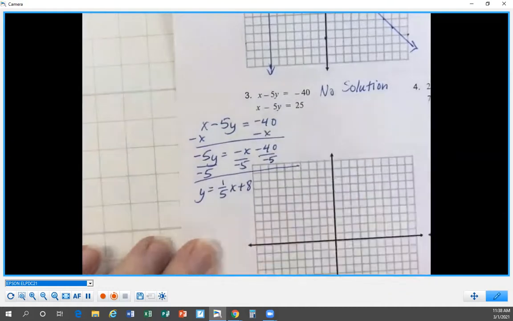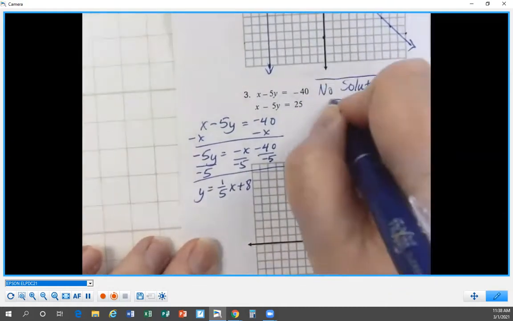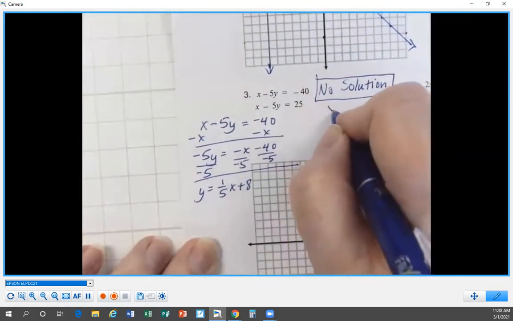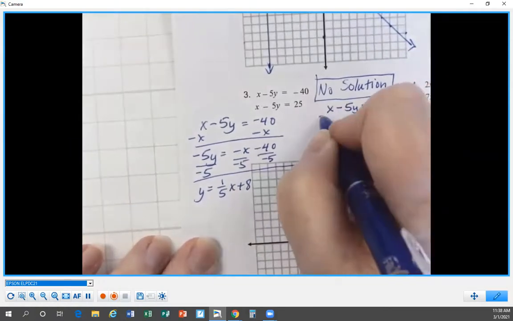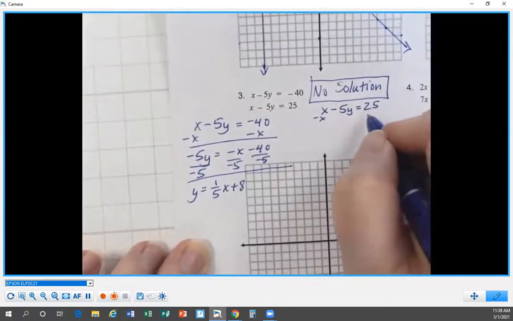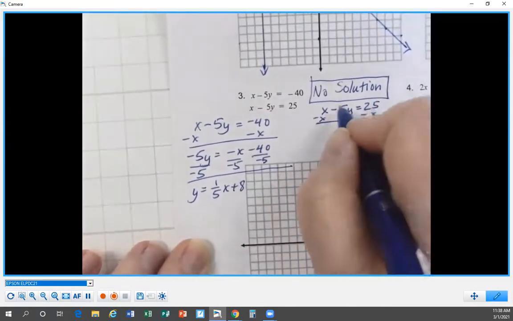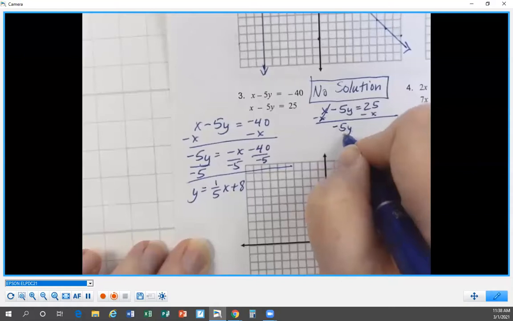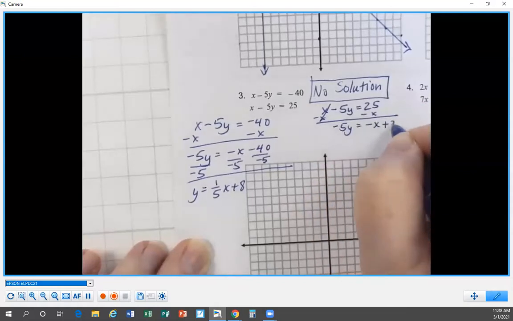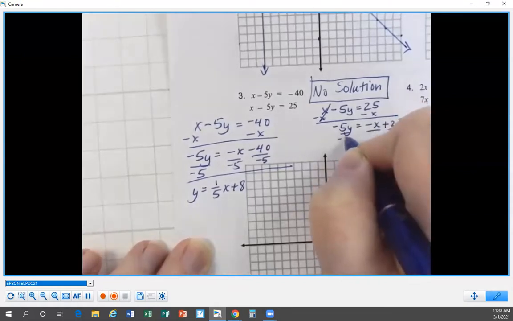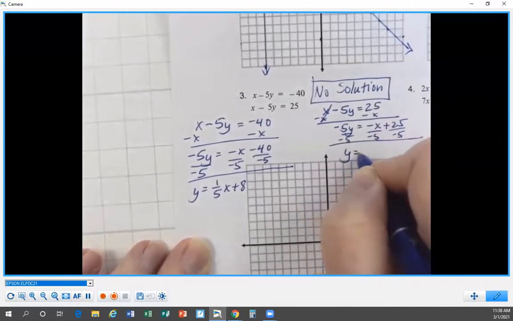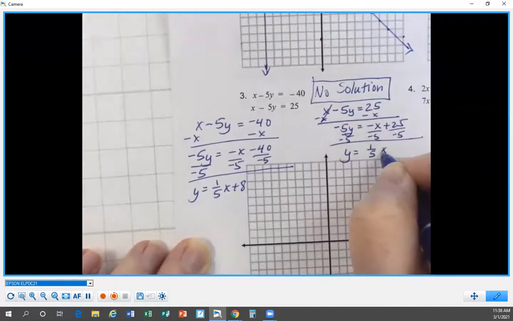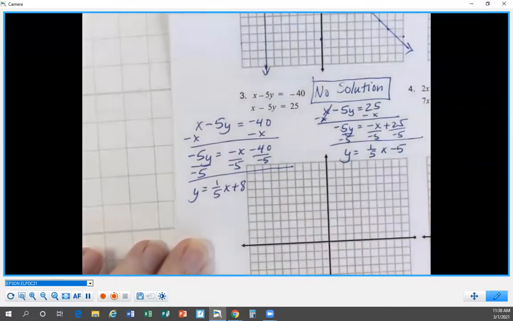Then we take our second equation and rewrite that in slope-intercept form. We have x minus 5y equals 25. Subtract x from each side. This gives us negative 5y equals negative x plus 25. Divide each term by negative 5 to get y equals 1/5 x minus 5.